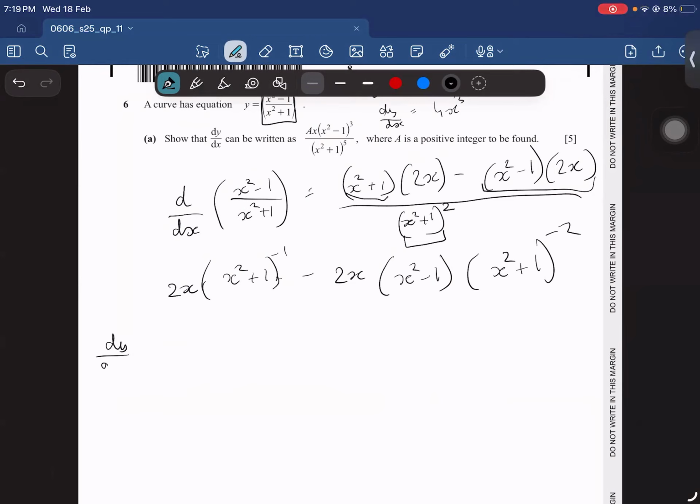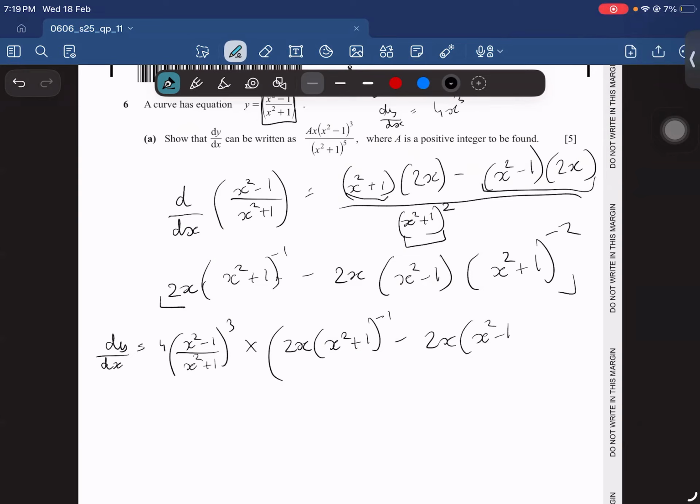Dy by dx equals 4 times x squared minus 1 over x squared plus 1 to the power 3 times. Let's just take this bit here that we wrote down before. So times 2x, x squared plus 1 to the power minus 1, minus 2x, x squared minus 1, x squared plus 1 to the power minus 2.